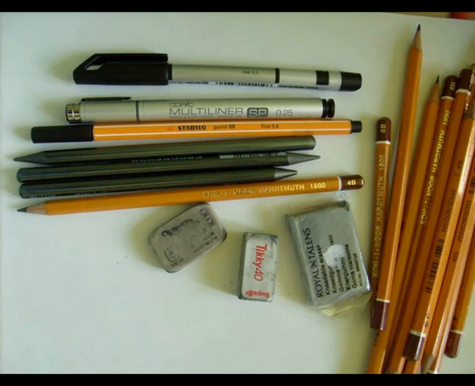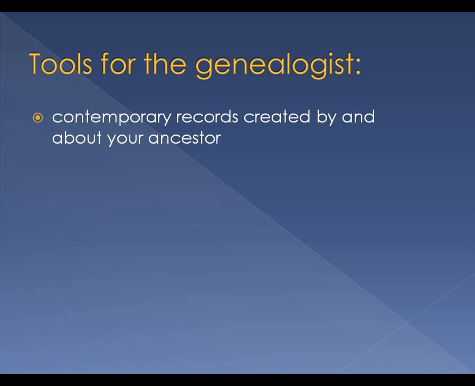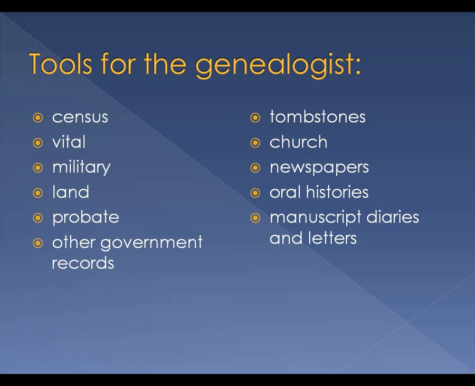Now, an artist has tools for drawing a tree. What are the tools that a genealogist has? Well, to draw out the tree, we use the contemporary records that were created by and about our ancestor. These include census records, vital records, military, land, probate records, a wealth of other government records, tombstones, church records, newspapers, oral histories, manuscripts, diaries, and letters.